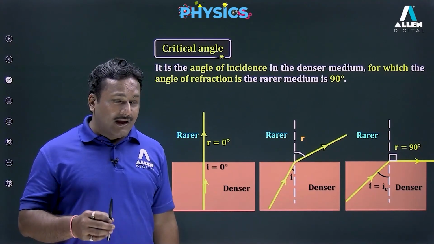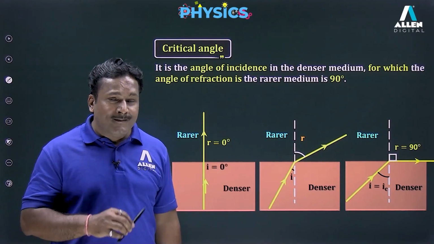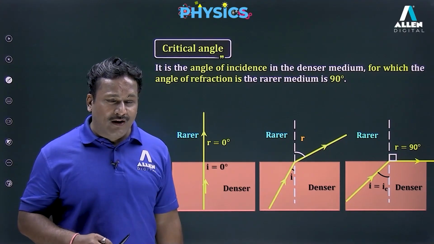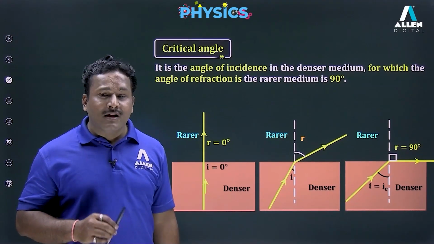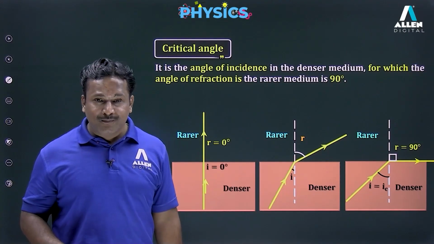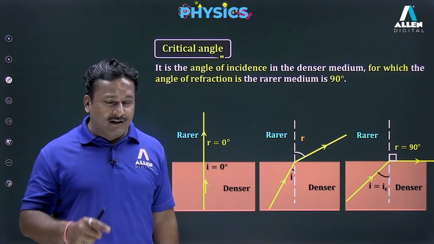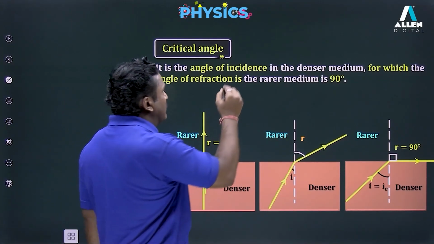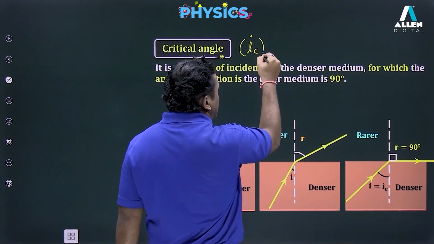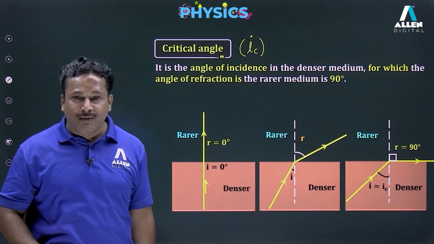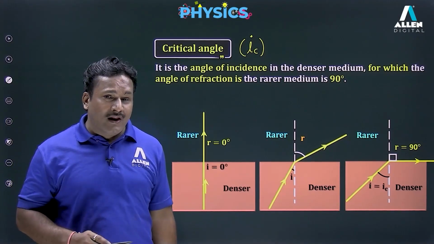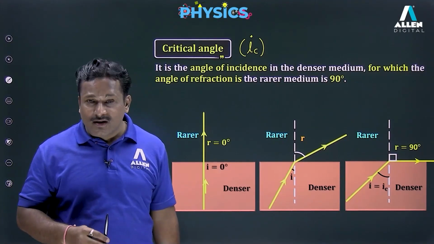So the value of angle of incidence at which the angle of refraction becomes 90 degrees is termed the critical angle, and it is represented by i subscript C, the symbol used to represent the critical angle. This is only possible when the ray of light is going from a denser to a rarer medium.